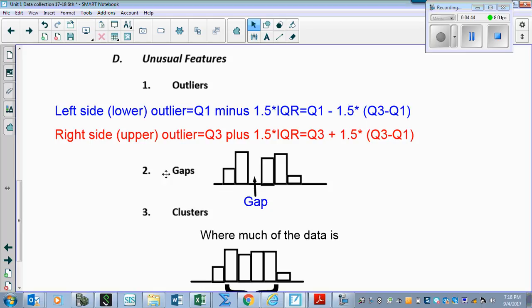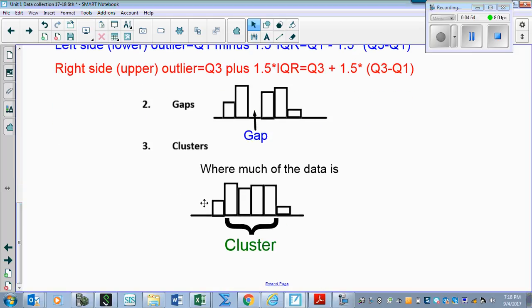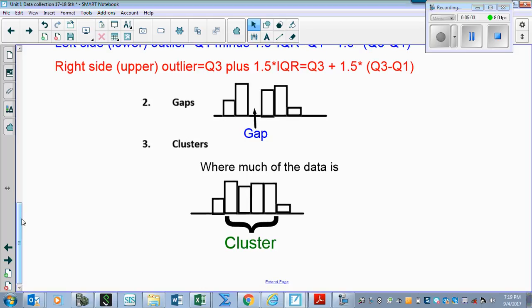Okay. Gaps. Gaps are just, if you have a histogram or something, a place where there is no data in a certain area. And then clusters are places where most of the data is, or much of the data is. Here's a cluster in this area here. And so now we have learned the four components of CUSS: center, unusual features, spread, and shape.